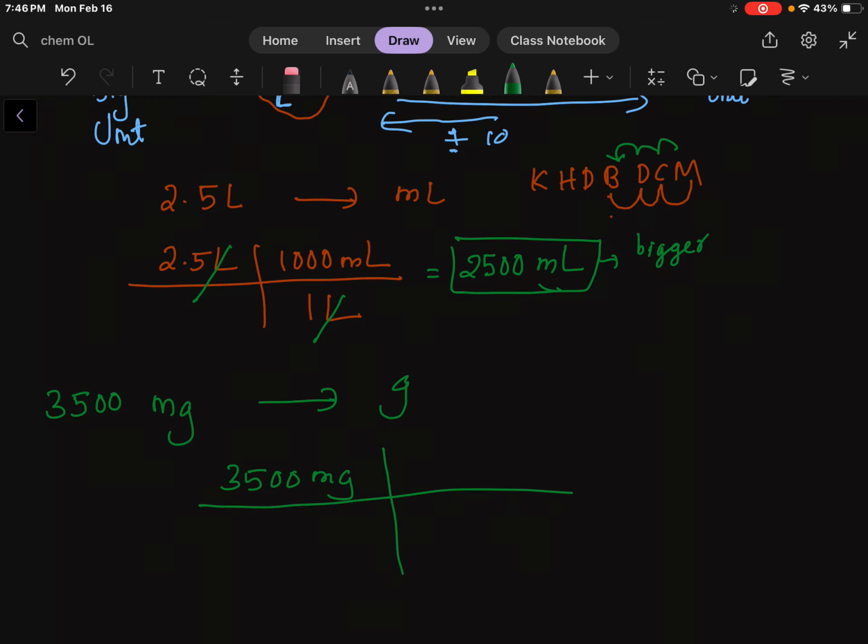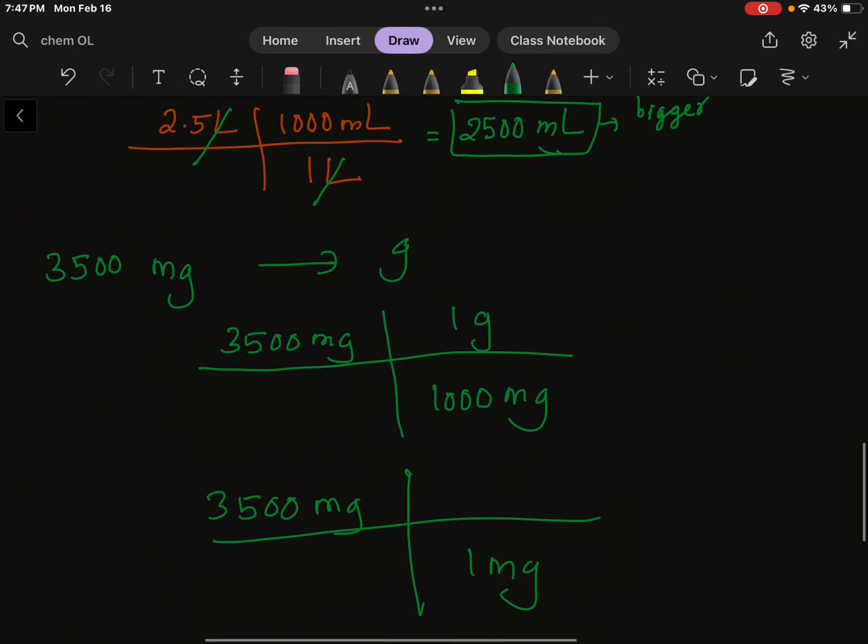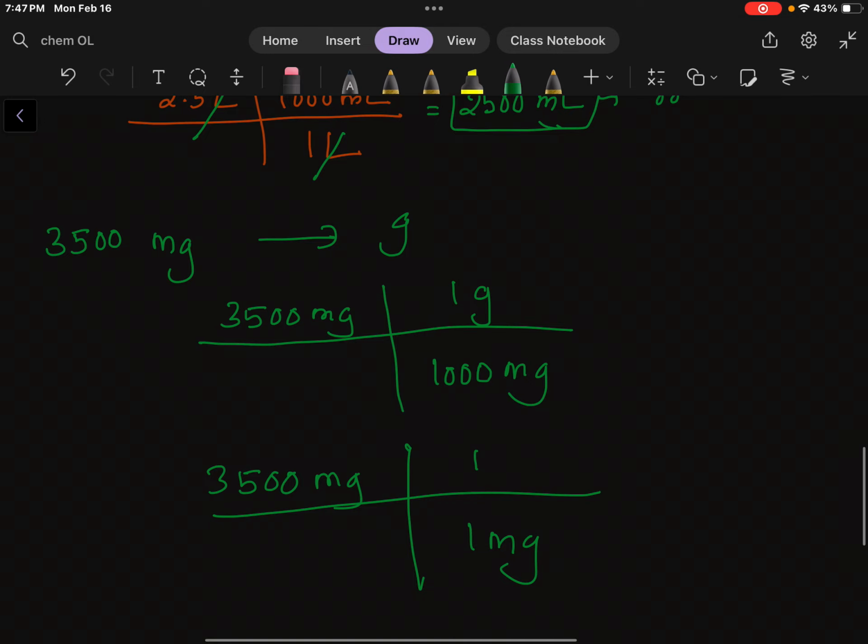Then, since you are going towards the left, the bottom value, the milligram, will be the biggest value. Or you can write in the power of negative. I don't care, you can do whatever method you want. So you can write 1000 milligram is what? 1 gram. Or you can write 3500 milligram, and from 1 milligram you are going 3 times to the left, so you can write that much gram. Whatever method you prefer, go with that.